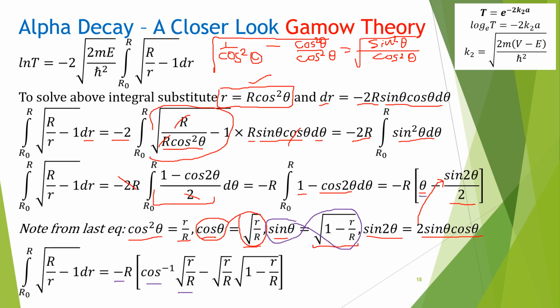Here we want theta, and cos theta is equal to under root of r upon capital R. So theta is equal to cos inverse of under root r upon capital R minus under root r upon capital R into under root of 1 minus r upon capital R. So we shall rewrite this expression on the next slide.